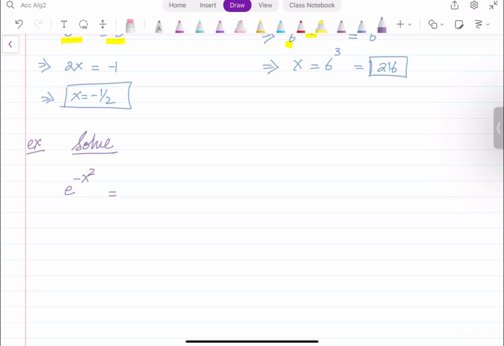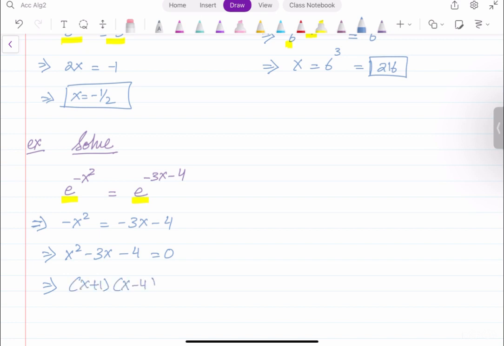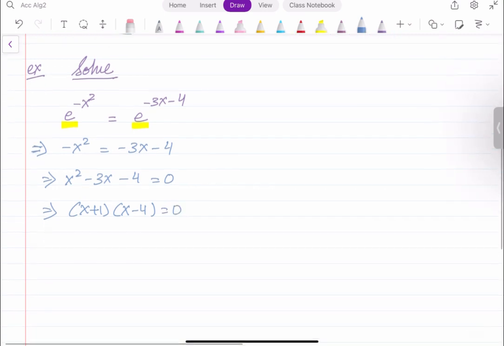So in this particular one, we have e to the power of -x² and then e to the power of -3x minus 4. So both of them have the same base, right? To deal with it, we will write -x² is equal to -3x minus 4, and this will give you a lovely quadratic. x² minus 3x minus 4 is equal to 0. Factor it out. You will get (x plus 1)(x minus 4) is equal to 0. So that gives you x is equal to -1 and x is equal to 4 as the two answers.